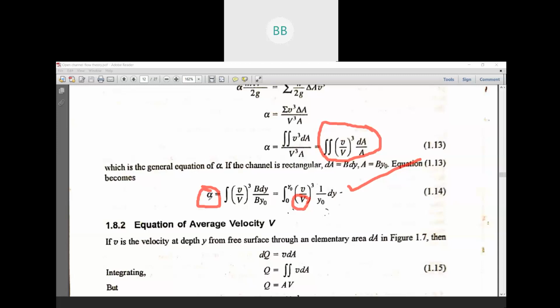Whenever you have a numerical related to this energy coefficient or momentum coefficient, you have to first determine the average velocity. If it is given in the question that the average velocity is this, then you need not calculate it. If it is not given, then you have to calculate the average velocity first, then only you can find the alpha value.